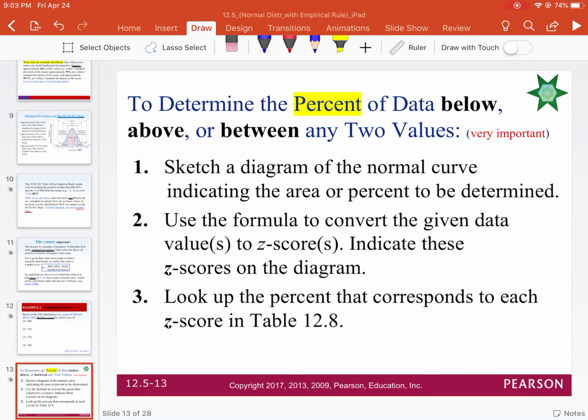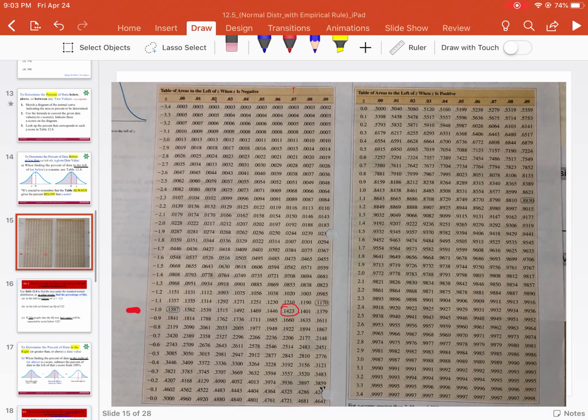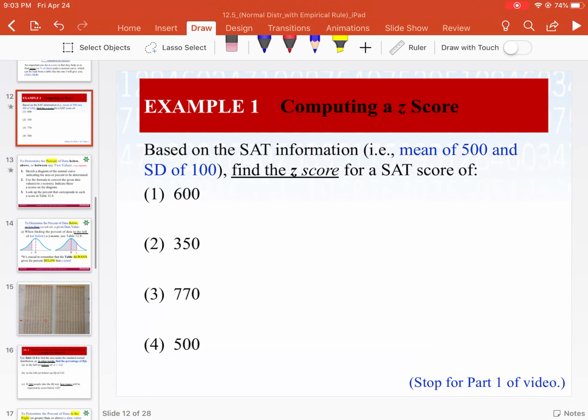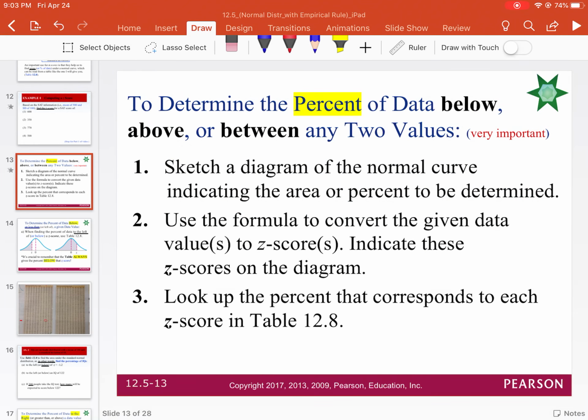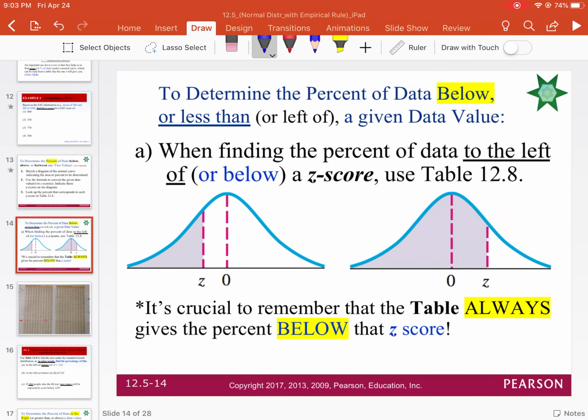I think I missed this slide. I think I skipped right to the table. I remember we did these, and then I think I talked about how to do below, above, or between. Okay, we've done below and above. We've got to do between yet, but I missed this. This tells you that when you look a value up for the z-score on the table, it's always below. So don't forget to look at this slide 14.